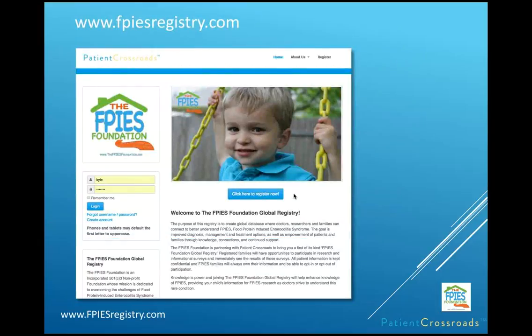To participate in a program like this, all you need to do is visit the fpiesregistry.com website. I'm showing it here on the screen. You can learn more about the registry program and about the FPIES Foundation, who's the partner on this particular registry.